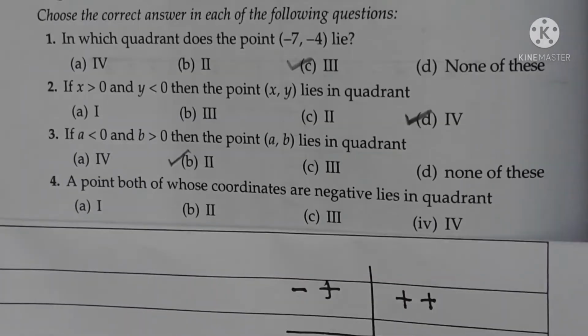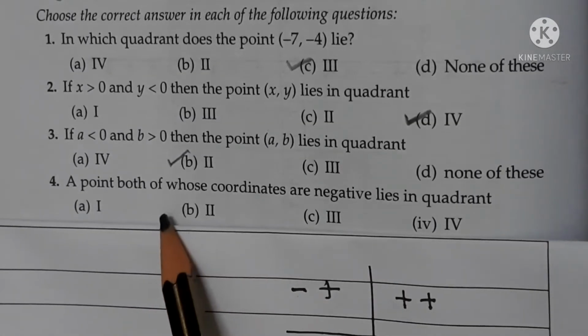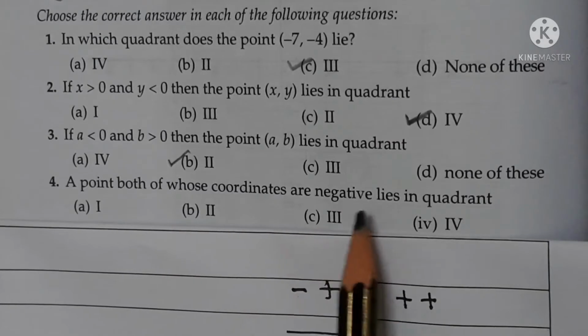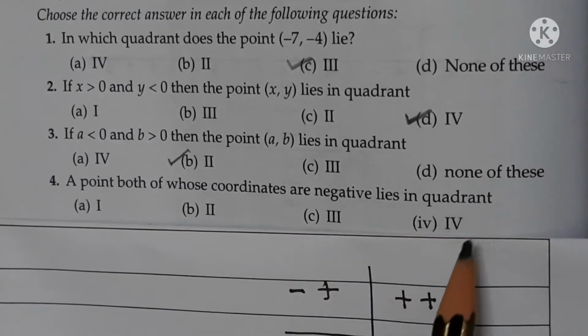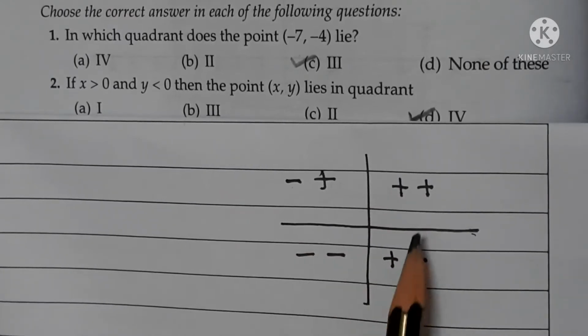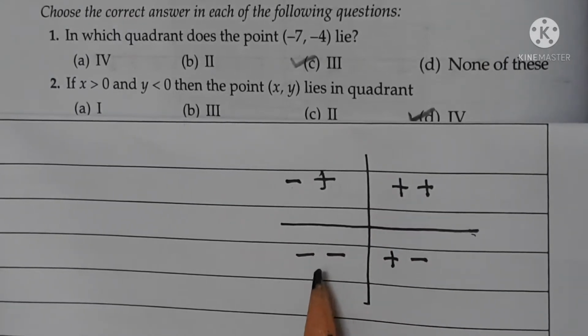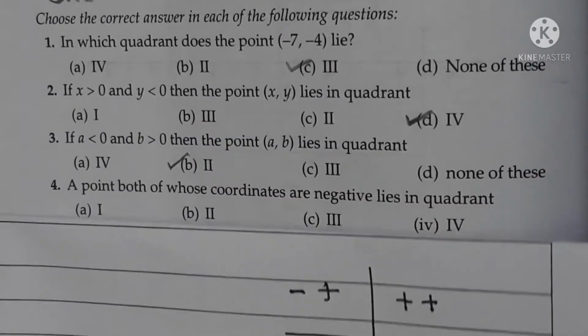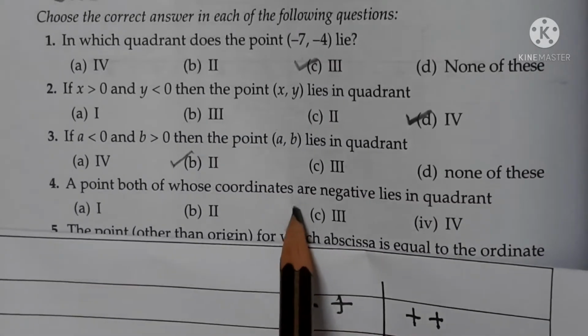Next question. A point both of whose coordinates are negative lies in which quadrant? You know the signs will be like this, and both negative means the third quadrant. So mark option C. Next question.